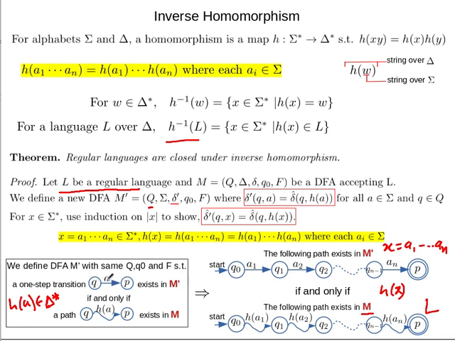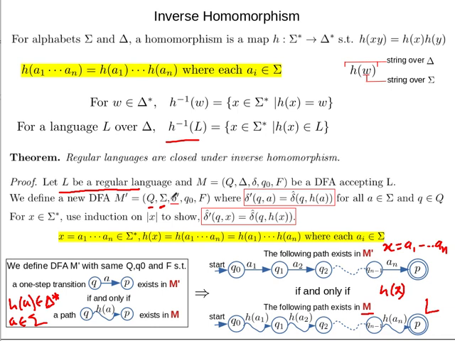So what is this A? A is a symbol in sigma, right? So this machine that you are constructing, the input alphabet is sigma, because the edges are labeled by symbols in sigma. So this M prime is a machine with input alphabet sigma. The start state is the same, the final states are the same, right?